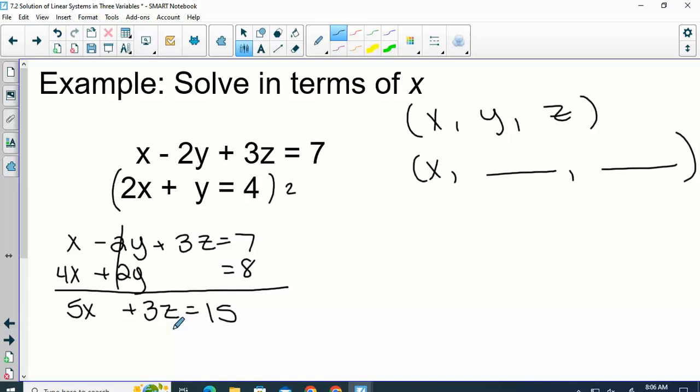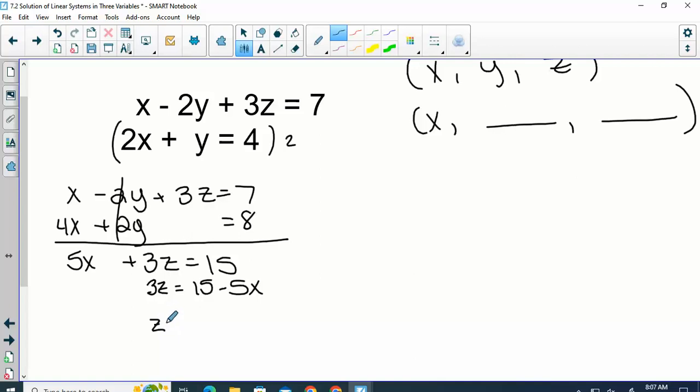Which one do we want? If we want to keep x, then I need to solve for the z. I need to find out what z is equal to, because I said keep it in terms of x, so keep the x as our variable. So we would subtract 5x, and then we can divide by 3. So the z is 15 minus 5x divided by 3.